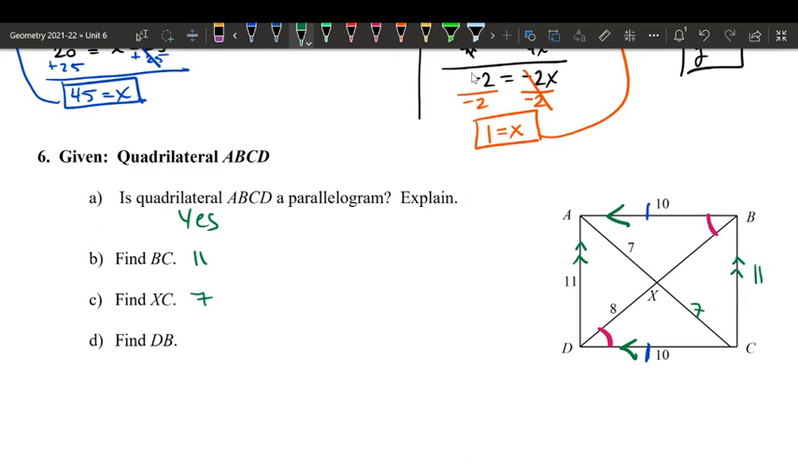And then find DB. D to B is the entire length of the diagonal. This one's a little bit different. So I see from D to X is 8. So then from B to X is also 8. But this one's the entire thing, so it's 16. It's the whole diagonal.